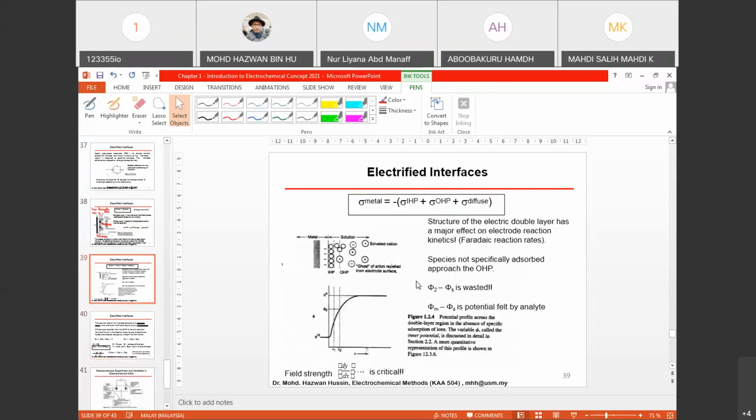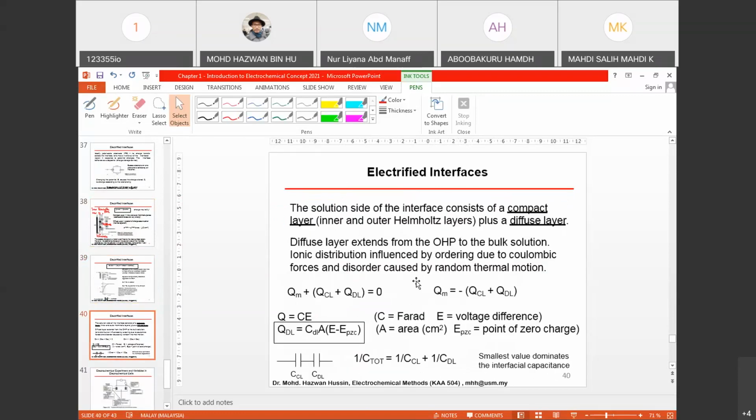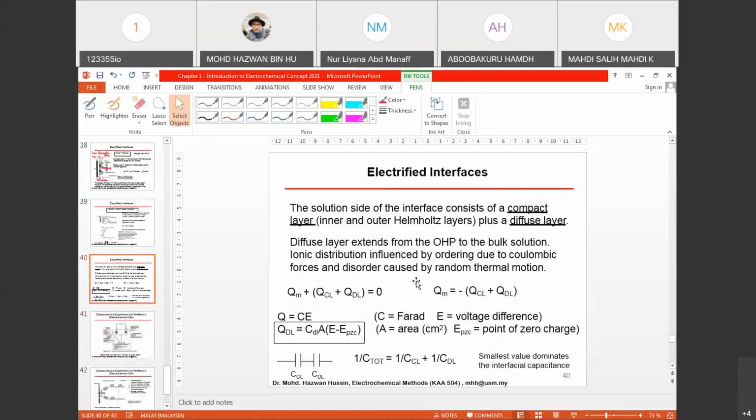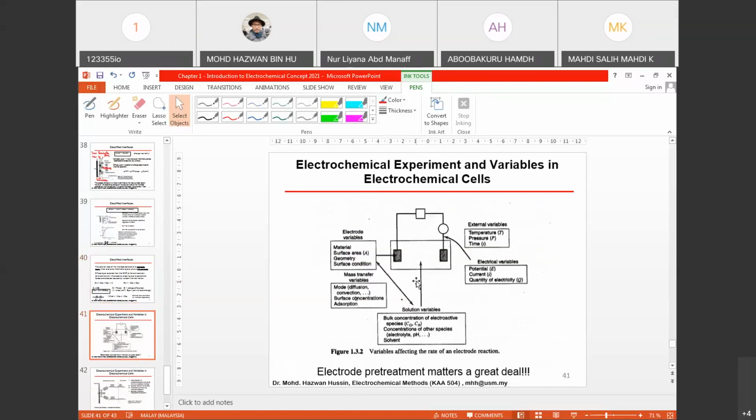So no need to worry. For the last few slides, I'm not going to ask you more details about this in tests or whatsoever. This is just for your information only. This one I will probably skip because it's related to point of zero charge. It's off the topic.